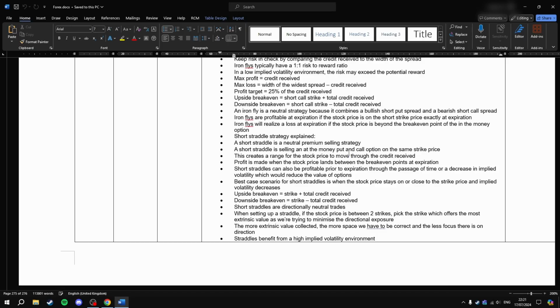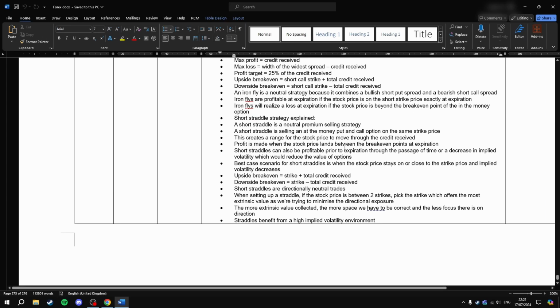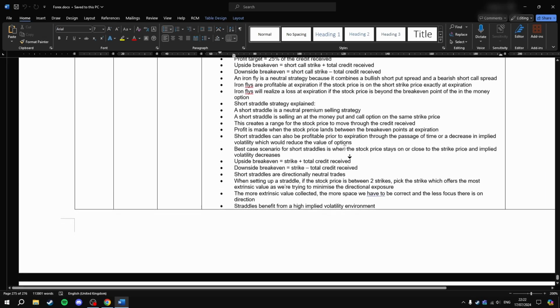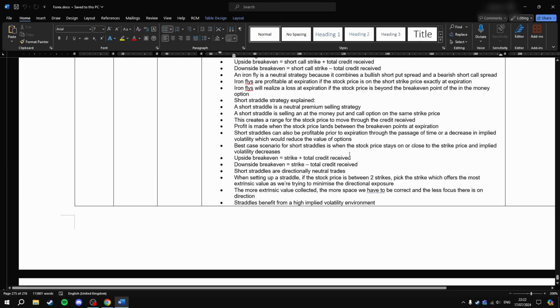Our max profit for an iron fly is the credit received, and the max loss is the width of the widest spread minus the credit received. Profit target, usually aim for 25% of the credit received. Upside break even is equal to the short call strike plus the total credit received, and our downside break even is the short call strike minus the total credit received.